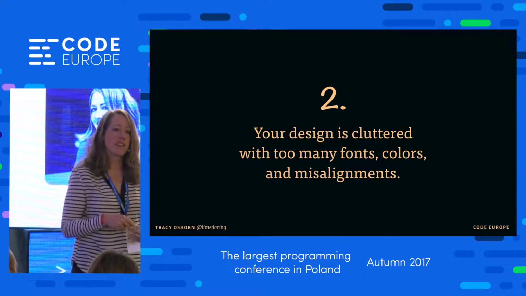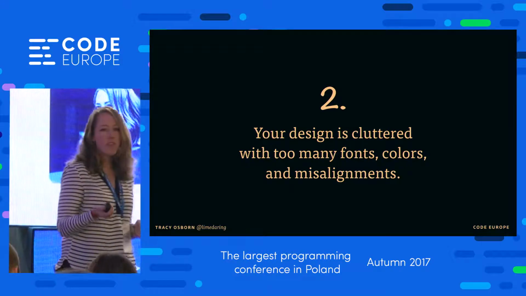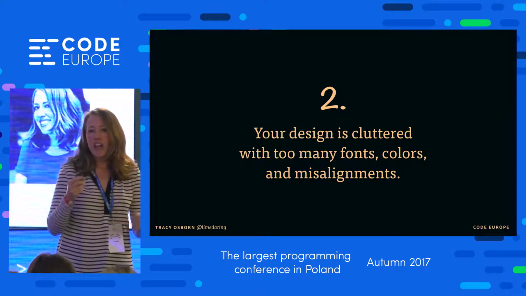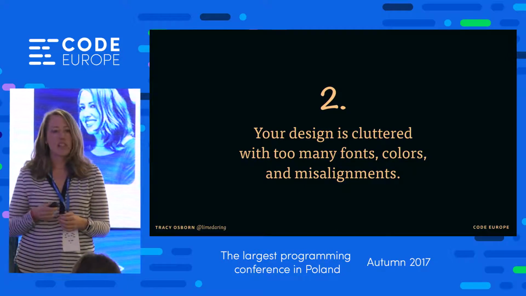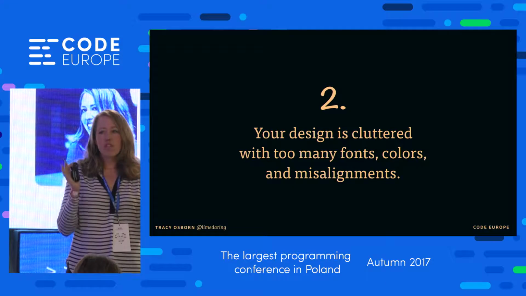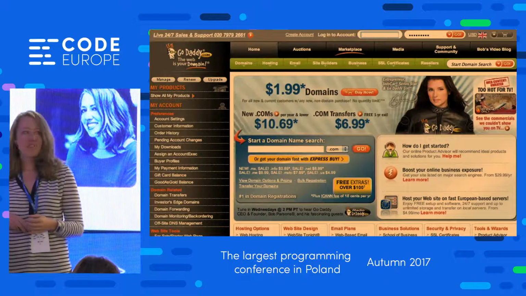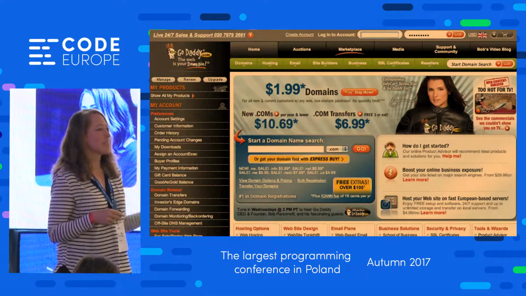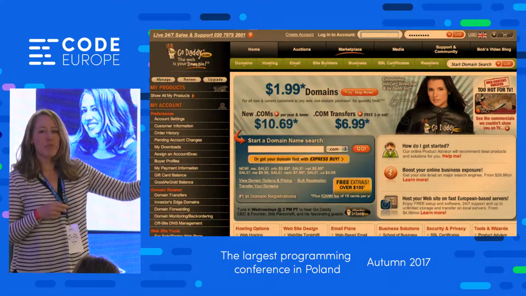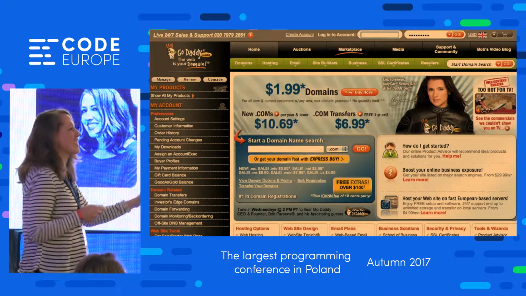Next up, the next design mistake. Your design is cluttered with too many fonts, colors, and inconsistencies and misalignments in the underlying grid. Clutter is the big visual design mistake that a lot of new designers make. For example, I love to show this because even though GoDaddy has since redesigned their website, this is the best example of a cluttered website I could find.